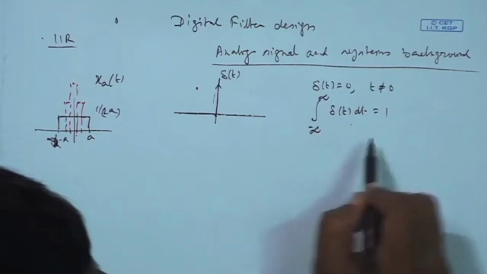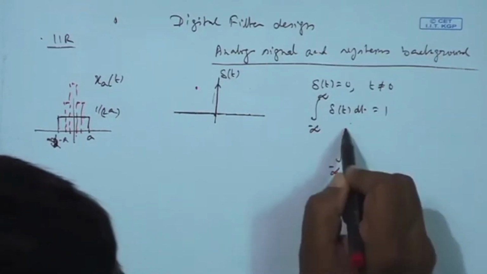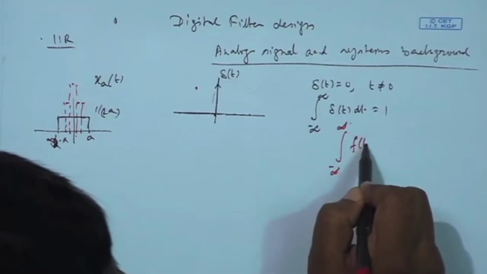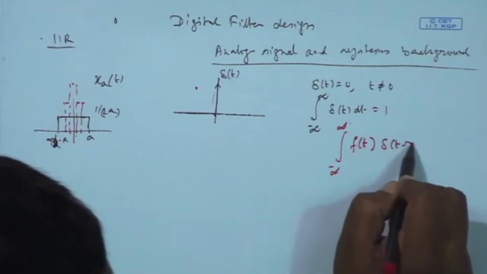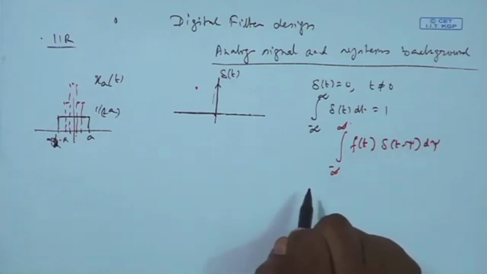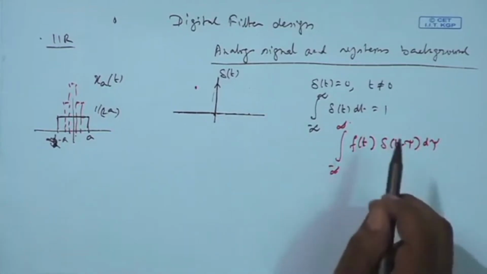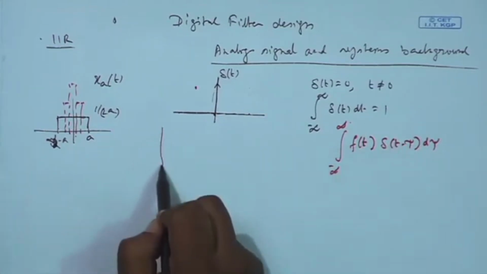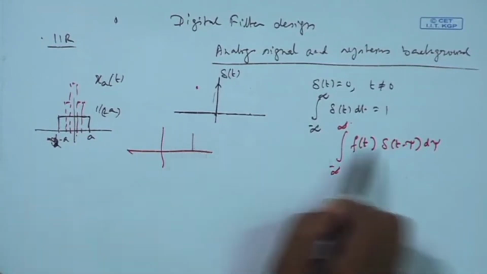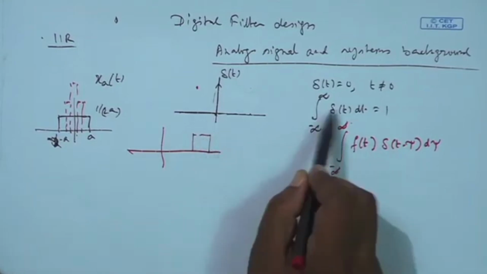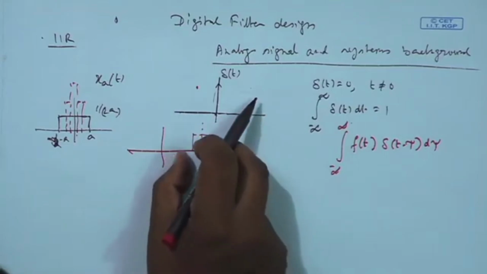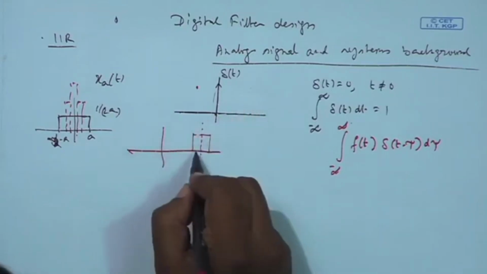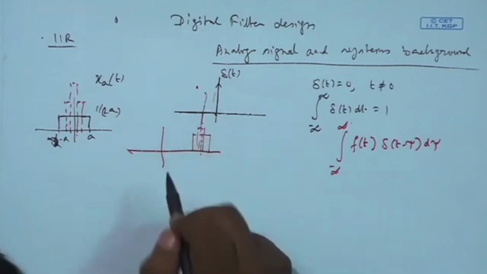This function has another property. If you take the integral from minus infinity to infinity of any function f of t times delta t minus tau d tau, what will that be? It is like this: there is a box here, delta t minus tau, and this box area is 1. So you squeeze it, and it goes up, finally shooting up to infinity, but the area will remain 1. That is delta t minus tau.